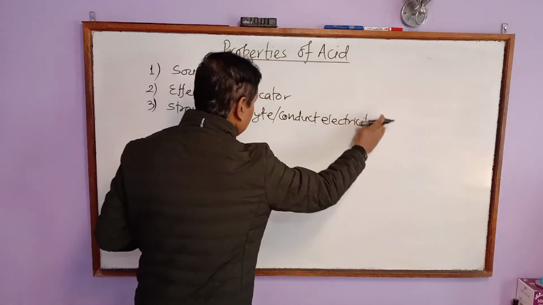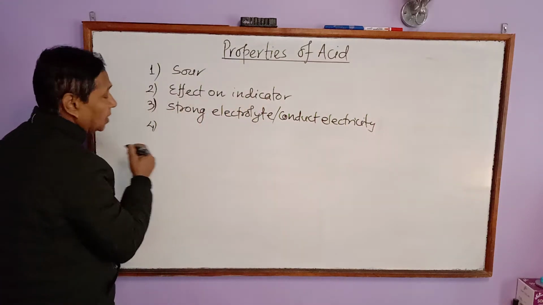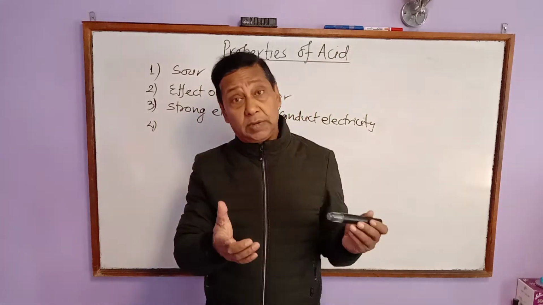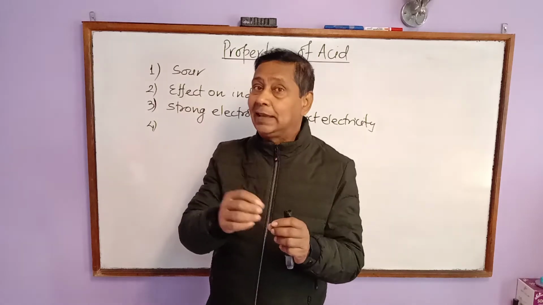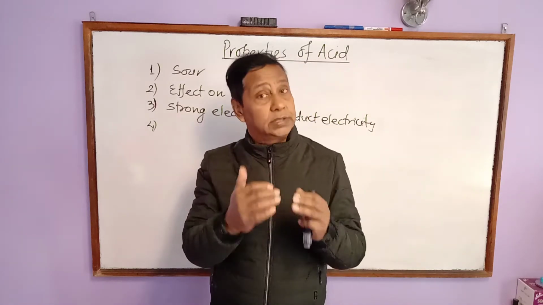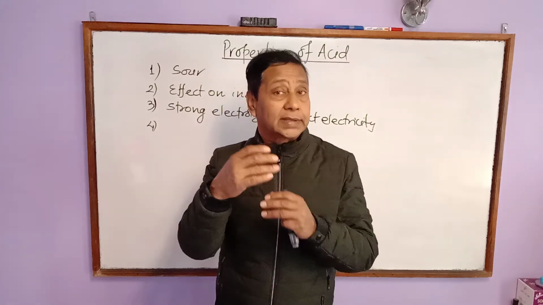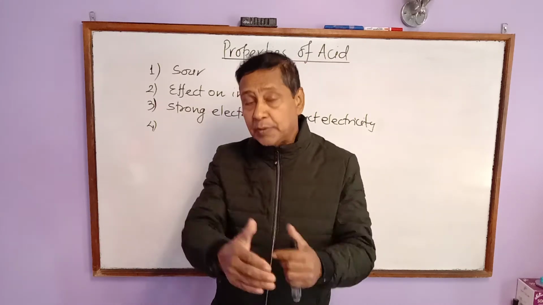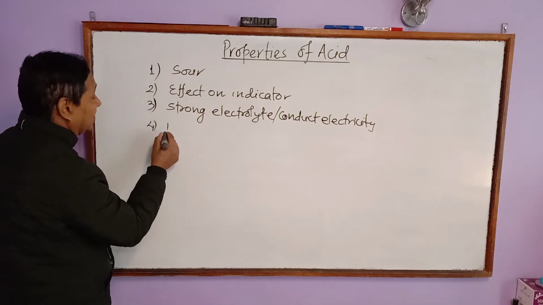Now next. Acids are corrosive in nature. What does it mean? Corrosive means it is very dangerous actually. When a metal piece is placed in acid, corrosion takes place on its surface, and that's why it is corrosive in nature. Whatever comes in its contact, it tries to corrode that substance, and that's why another important property is that it is corrosive.